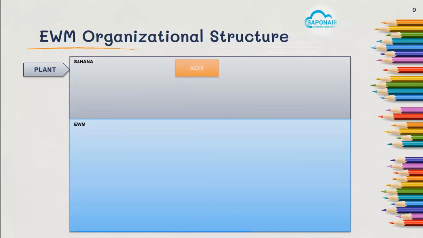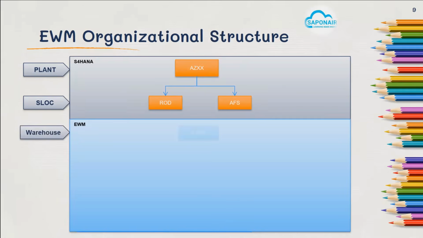So I have a plant. In the plant, I have storage locations. And it's not always mandatory that whatever SLOCs you have have to be EWM managed. No, EWM managed stocks can be extended to one SLOC. Let's say I want my EWM solution to be implemented only for raw materials. Let us say there is raw material, finished goods, and there is one more, office supplies.